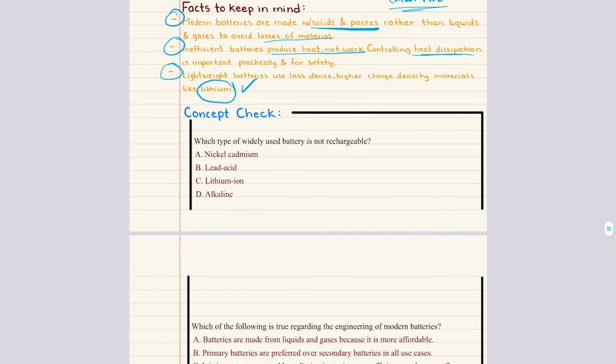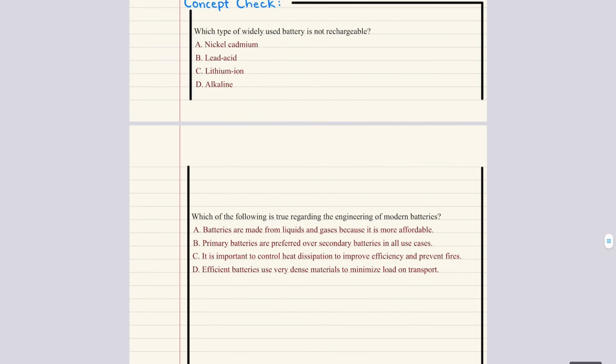Let's pause here and check our understanding with a couple of questions. The first one asks, which type of widely used battery is not rechargeable? A says nickel cadmium, B says lead acid, C says lithium ion, D says alkaline.